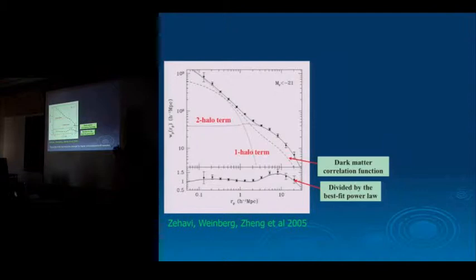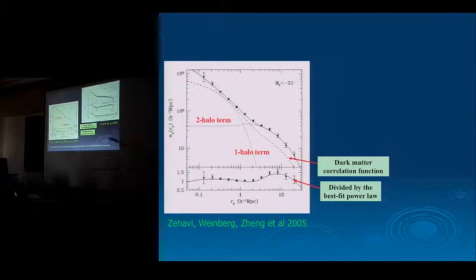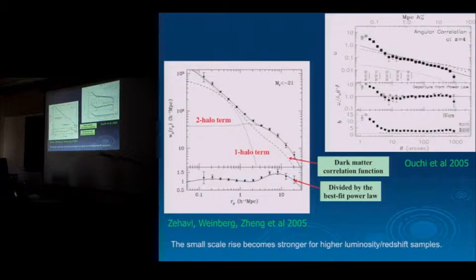At higher redshift, I can show examples, like the Lyman break galaxies in the Subaru field survey. You can see the small scale rise is really strong. You can see this really strong upturn here at this scale, again at similar scales, about the transition between one halo term and two halo term. The question is why there is such a trend.